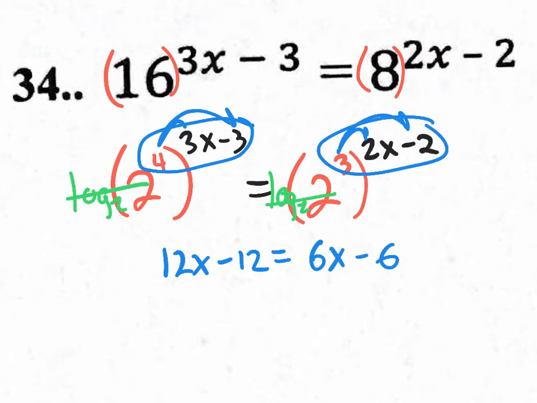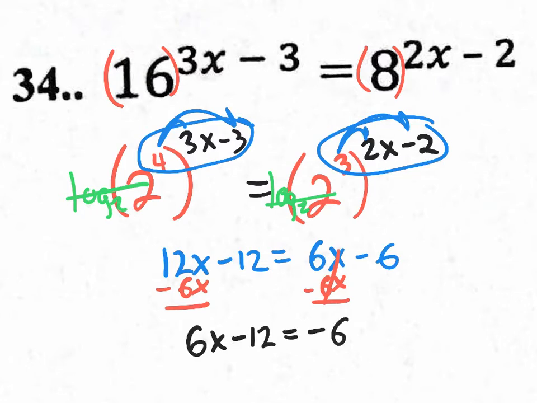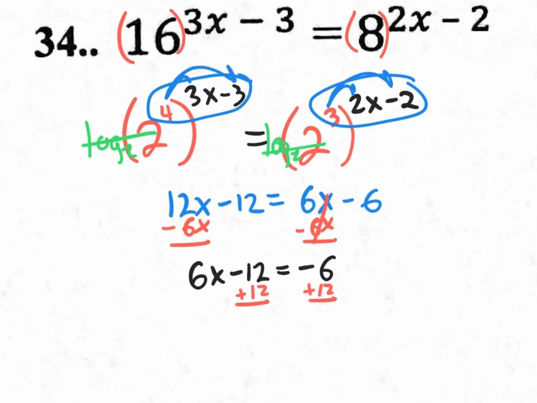Let's get the x's to one side by subtracting 6x. We will have 12 take away 6, which is 6x minus 12 equals negative 6. So let's get x by itself on the left side by adding 12 and adding 12. Our new equation becomes 6x equals 6, which means x equals 1.